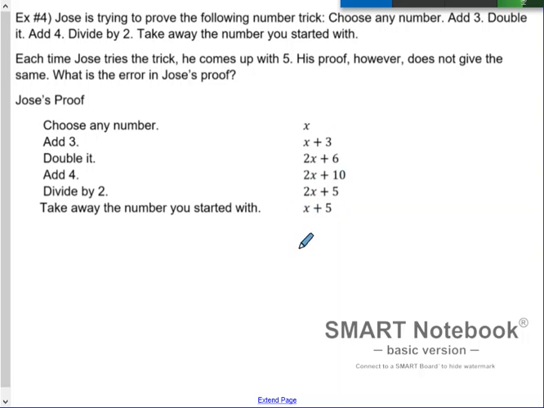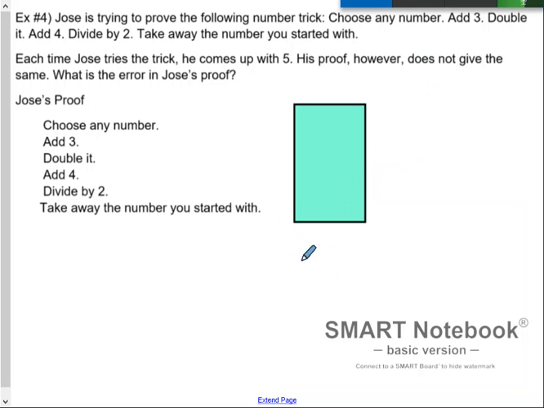Okay, so he's tried it out a bunch of times. He always gets 5, but the proof shows that it should be whatever number he picked with 5 added to it. So let's see where the error is. Here's his proof over here. When I'm doing these questions, I like to just do it by myself instead of trying to figure out from these steps where Jose went wrong. So I'm going to ignore these, box them up, and then see where my proof is going to differ from his.